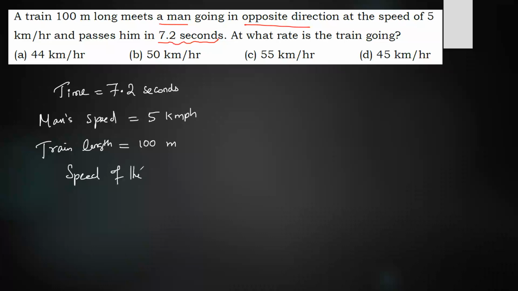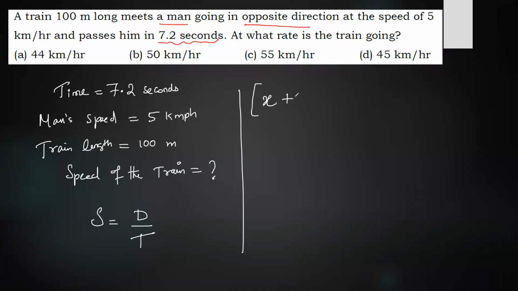And the man's speed is 5 km per hour. Train length is 100 meter. The question is at what rate the train is going, so we need to find the speed of the train.